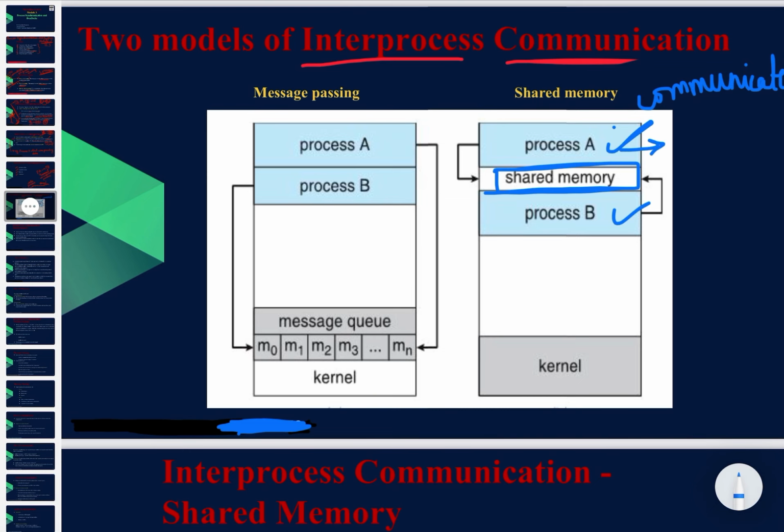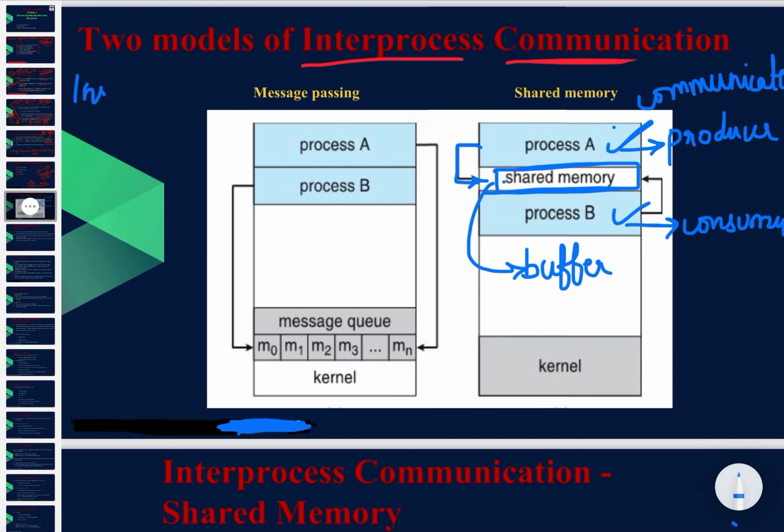Now in this, process A is the producer and process B is the consumer. So process A will produce the information and process B will consume the information. Now where will process A produce the information? It will produce it inside the shared memory. Inside the shared memory we have a region called the buffer. Inside this buffer, process A will produce the information.